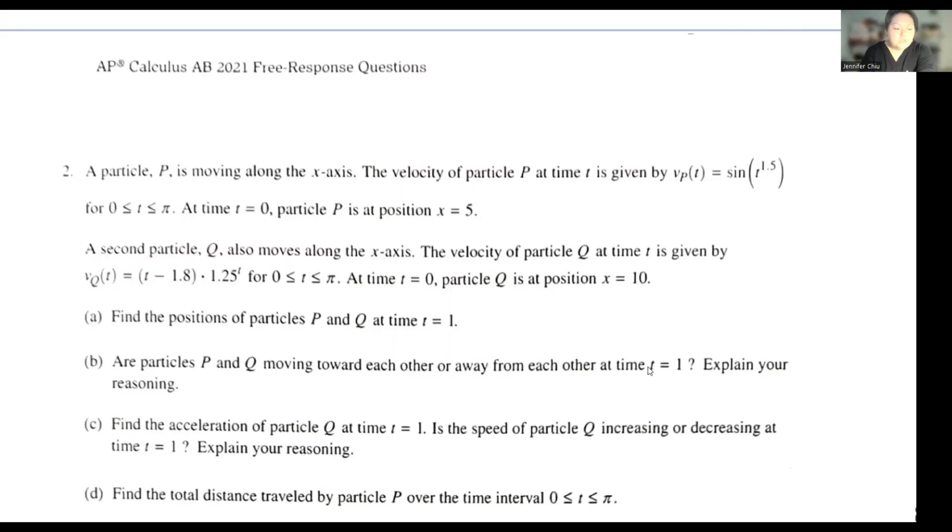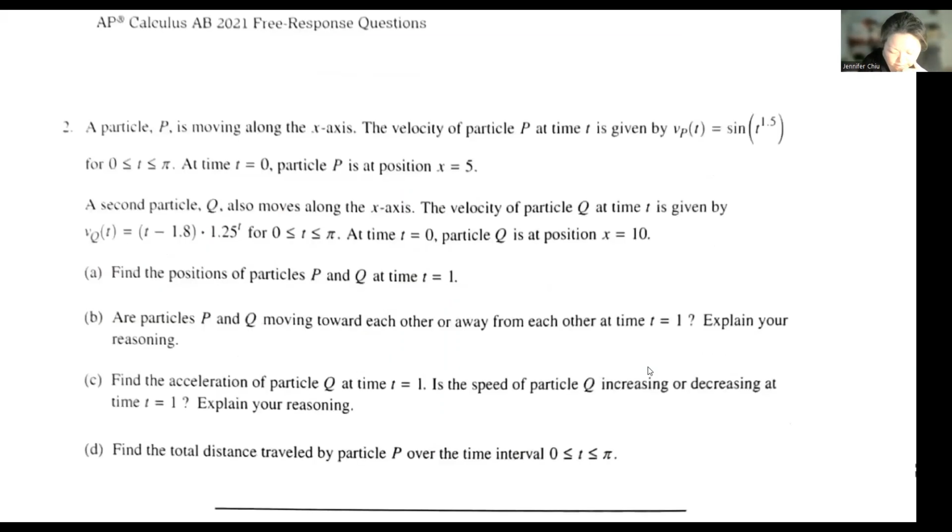Okay, we're on 2021 for Q number 2. So this is still a calculator portion, and I really truly encourage you to have your calculator and make sure you put some of these functions in your calculator so it eases your time in working on this, all right?